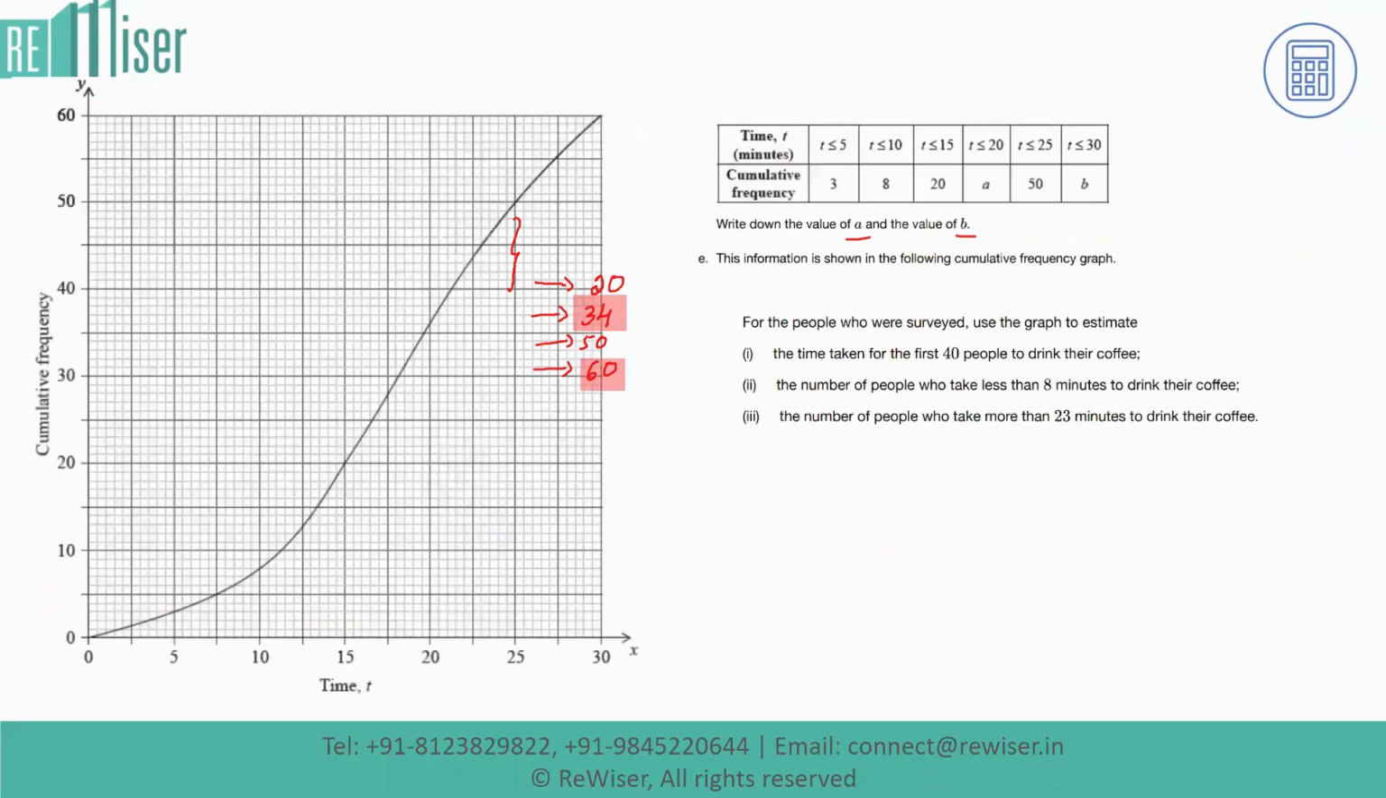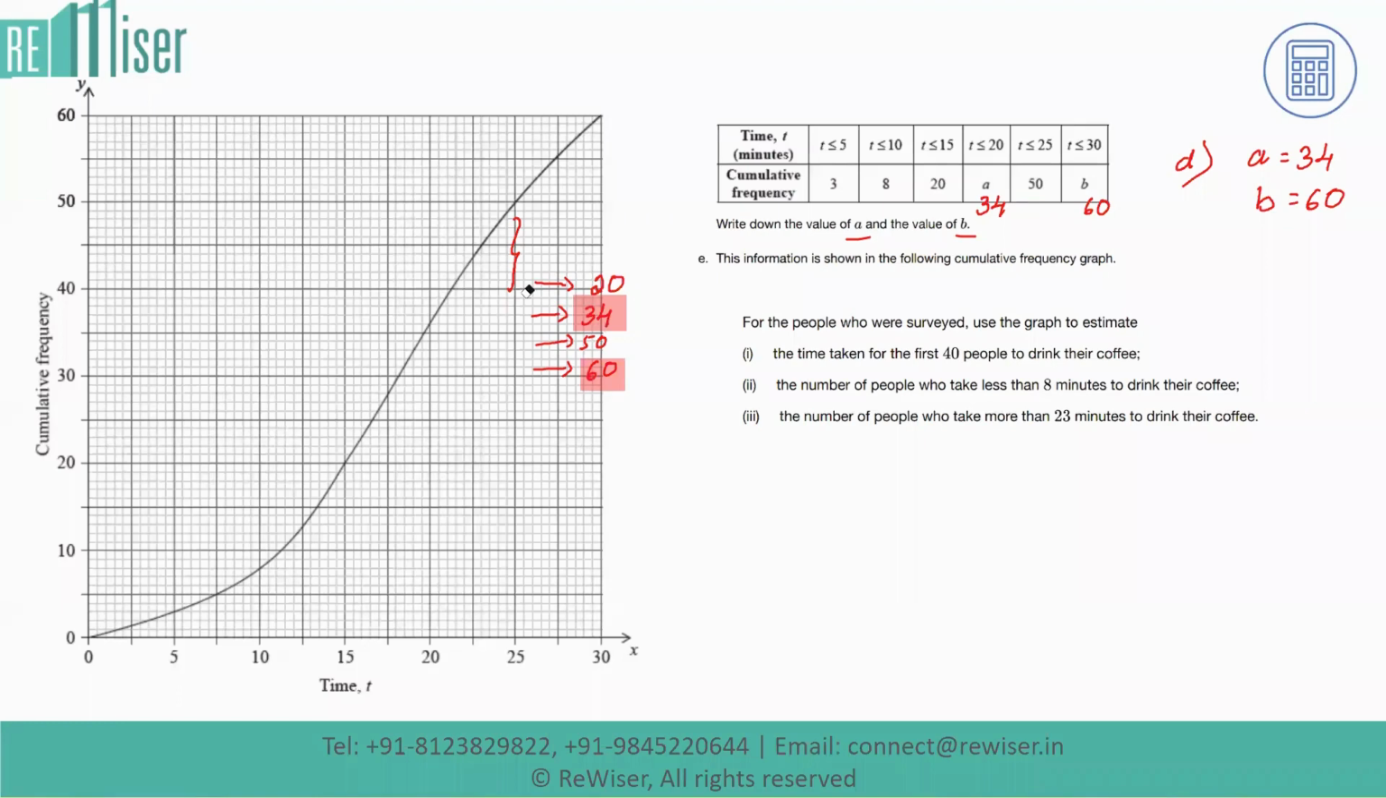So that clearly shows the values of A and B. Till 20, it has to be 34. Until 25, it is 50, and till 30, it has to be 60. So that is the reasoning for part D. The value of A is 34 and the value of B is 60, and this is the right answer for part D.